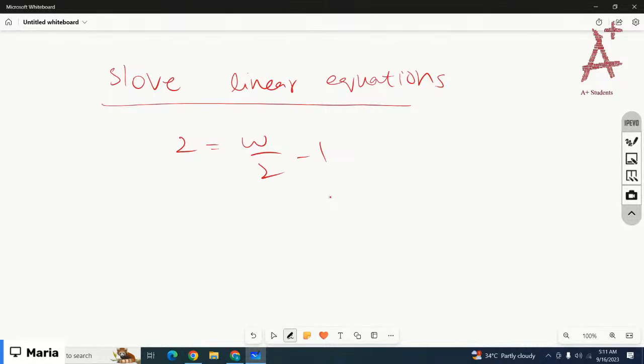Okay, so let's just multiply 2 to the other side. 2 times 2, w over 2 times 2, and minus 1 times 2. You have to multiply to both sides of the equation, right? So that would be 4 equals 2w minus 2.